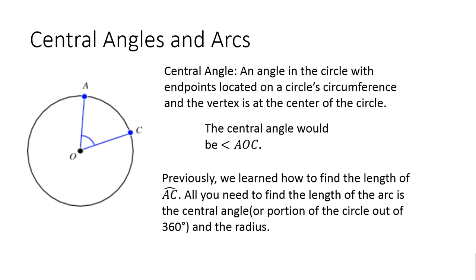Previously, we learned how to find the length of the arc AC. The arc AC is from here to here. And all you need to find the length of the arc is the central angle, or the portion of the circle out of 360 degrees, and the radius. The arc length is like you would peel off a part of the circumference and lay it down flat and measure it with a ruler. That is what arc length is.